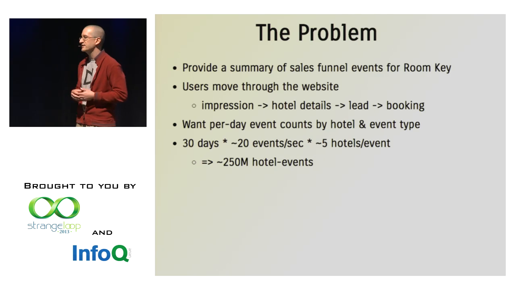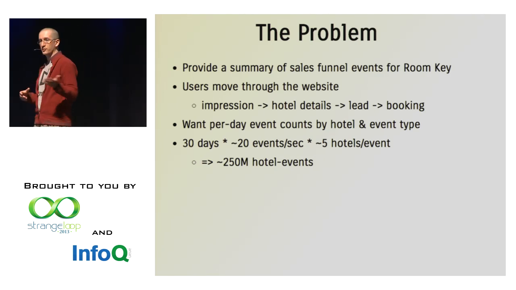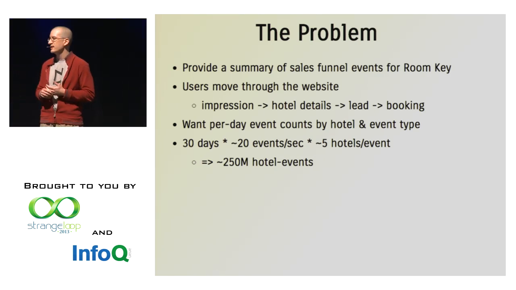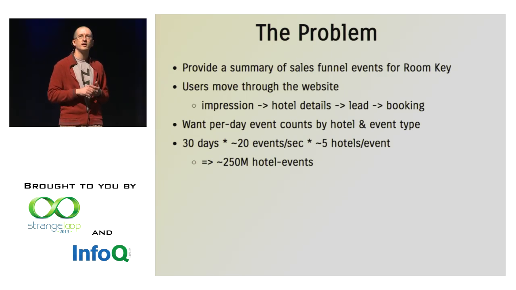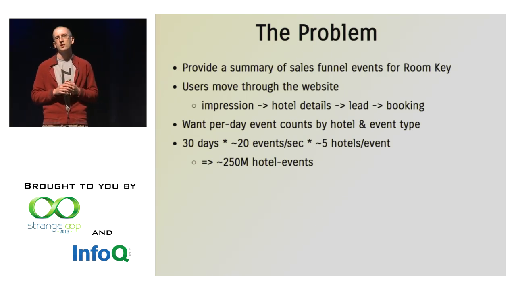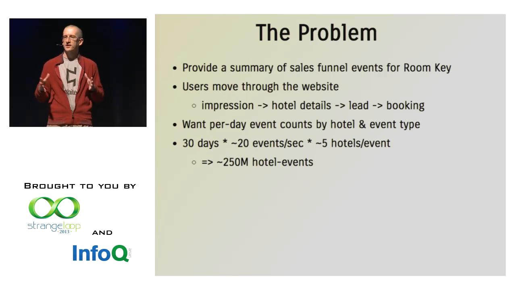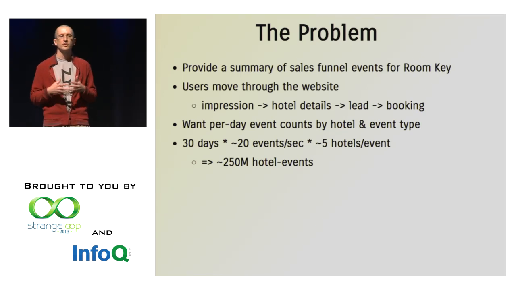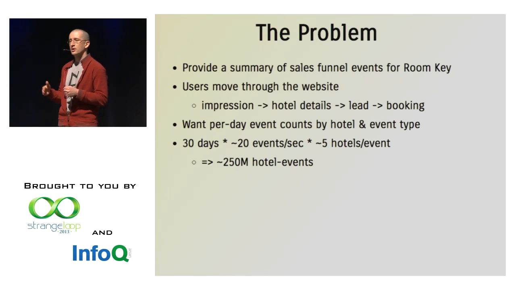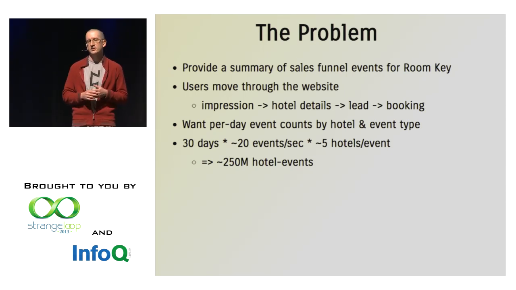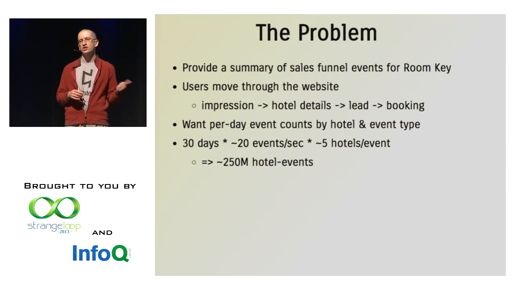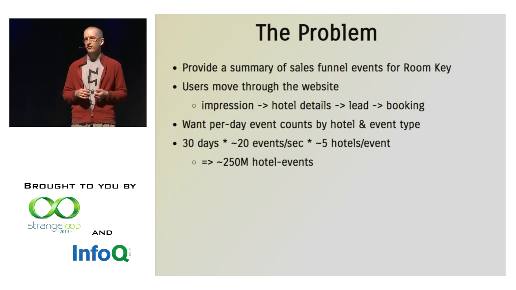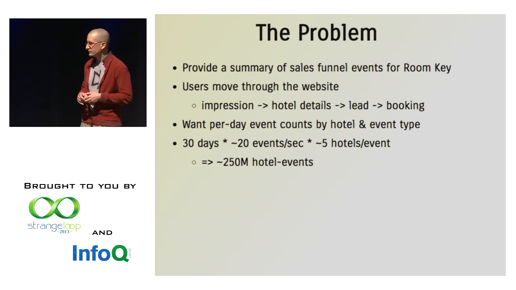So we're gathering these events in, and we want to store them somewhere. We chose Datomic, obviously. And then later, as part of another part of the system that we use to do various things, we want a summary of counts. Well, we want a count of those events by type per hotel per day. Right, so I want to know that there were 35 impressions for the Times Square Marriott on September 5th. Right? This is the problem.